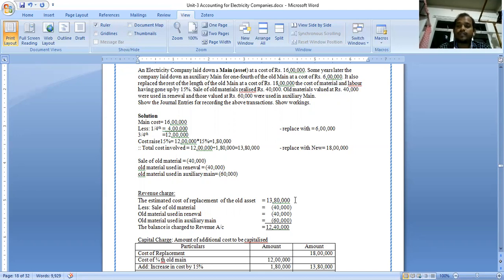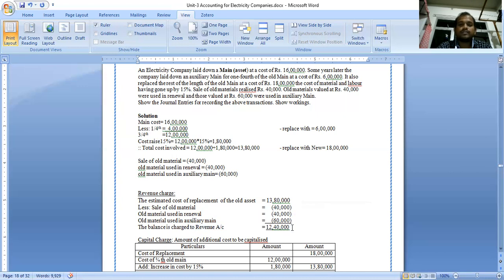So this is the cost of replacement. Out of this cost, as I told you, the present cost, the current cost, means we are estimating the value, like the example of a car. We are just estimating the present value, and after sale we got 40,000 from sale. That amount we have to reduce, because we have to know the exact cost, right? So old material in renewal purpose 40,000, and old material in auxiliary main 60,000. So these we utilized, and the remaining balance is charged to revenue account to write off these things.